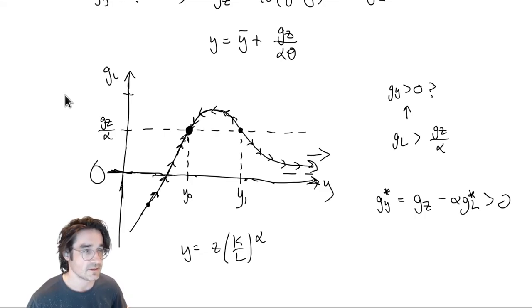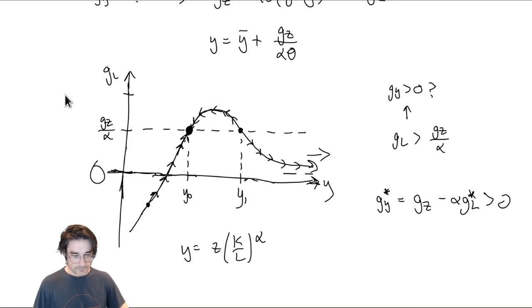Okay. So I do think it's kind of interesting because you can get this sort of bifurcation with a relatively simple model. Okay.